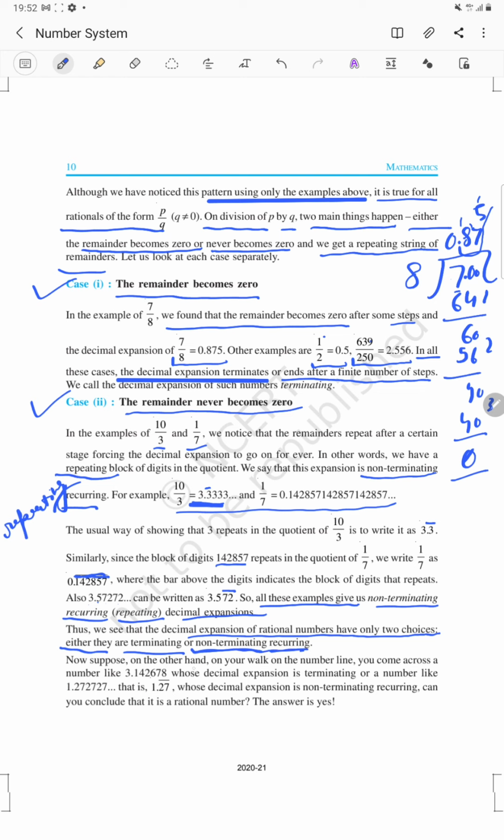Now suppose, on the other hand, on your walk on the number line, you come across a number like 3.142678 whose decimal expansion is terminating, or a number like 1.2727, that is 1.27 bar, whose decimal expansion is non-terminating, recurring. Can you conclude that it is a rational number? The answer is yes.